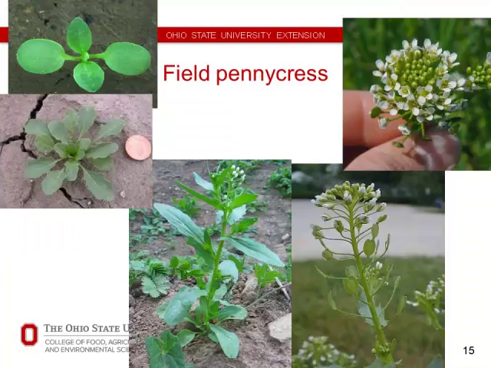Field pennycress is a mustard species. You have a round cotyledon, opposite leaves in the first life of the plant. There's no hair on this plant. Shepherd's purse has hair. Field pennycress has no hair.